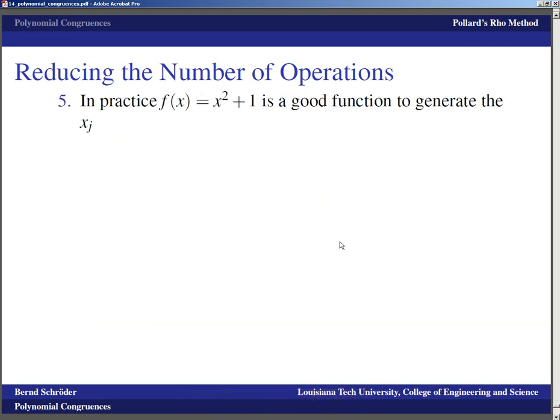In practice, f(x) = x squared plus 1 is a good function to generate the x_j, and the seed x_0 = 2 is also a good start. These are things that people who are rather deep in the matter have tried out. And then we just run the Pollard rho method.